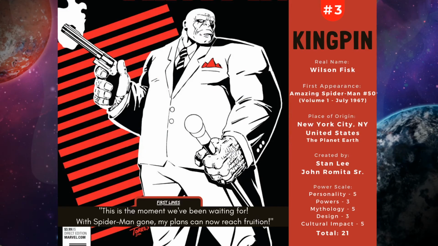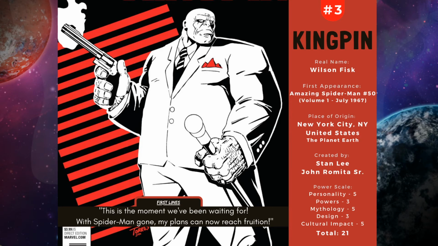Number 3 might come as a bit of a surprise to some of you, but hopefully not too many of you, and that is Wilson Fisk, the Kingpin. And he first appeared in Amazing Spider-Man number 50. That would be from July 1967, and he hails from New York City and was created by Stan Lee and John Romita Sr. And the Kingpin, of course, is primarily known today as a Daredevil villain, but he had his start with Spider-Man in the mid to late 60s.